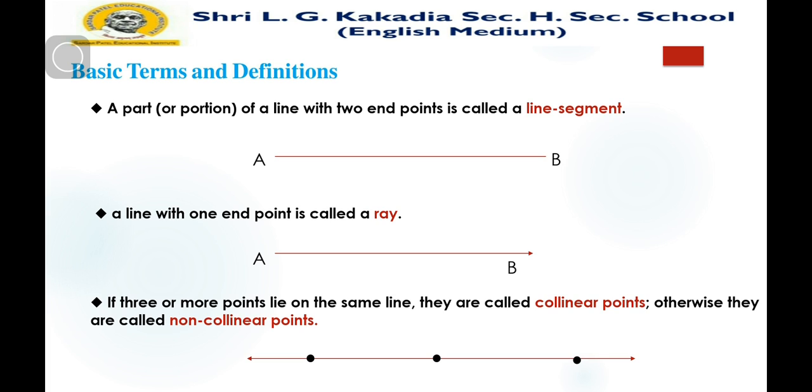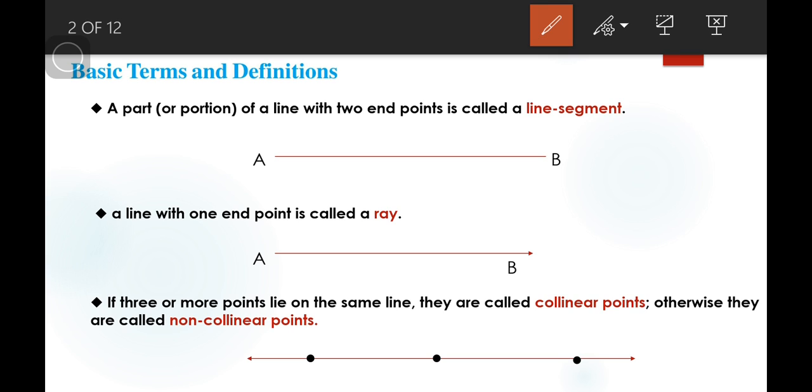If you want to denote a line segment, we denote it by AB and put a bar over AB. So it is known as line segment AB. Or if we want to denote a ray, we take A, and the side on which the line extends, which is B. So we write A to B, and we can denote it as a ray.